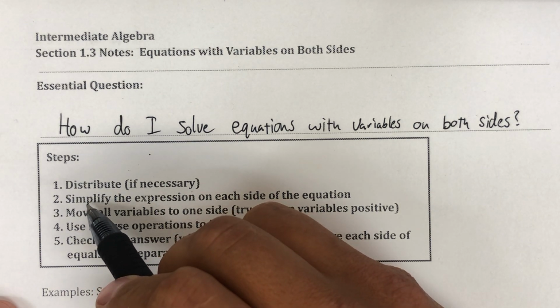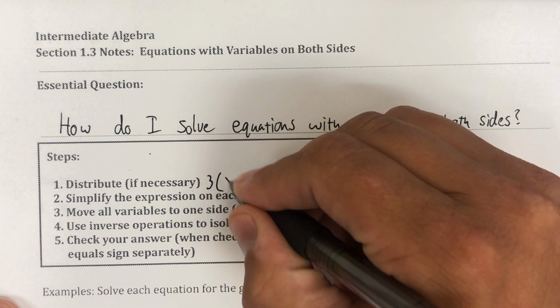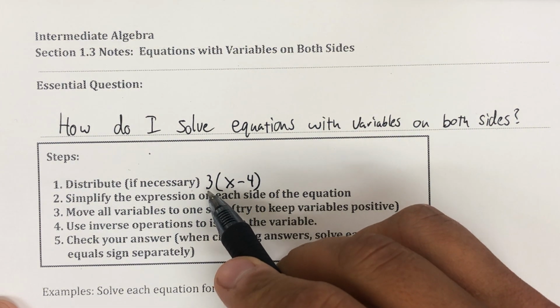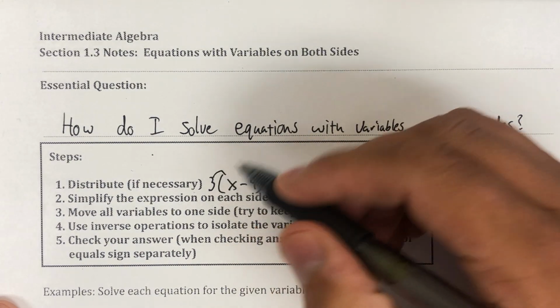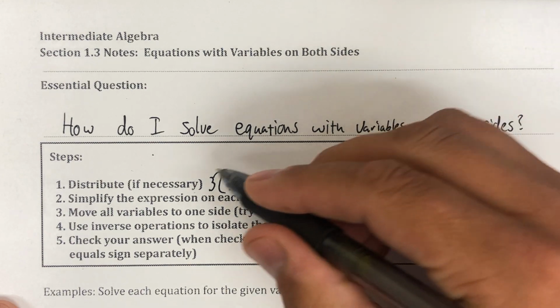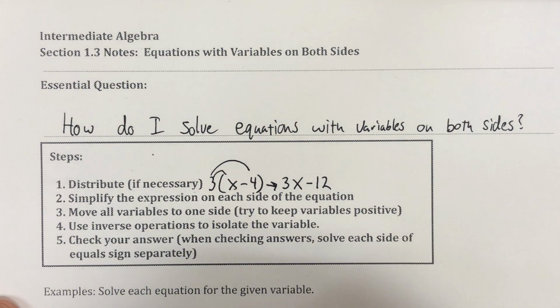We're still going to distribute first. So if I see parentheses, again, 3 times x minus 4, the number outside of it needs to be multiplied. So I'd take 3 times x, and that's 3x. So this would yield 3x minus 12. 3 times negative 4 is negative 12.